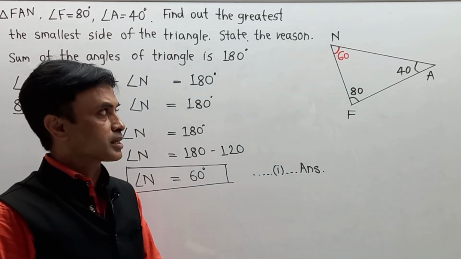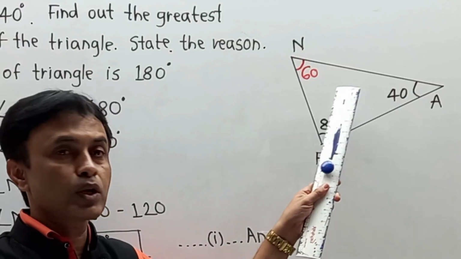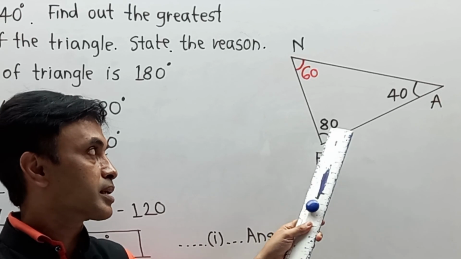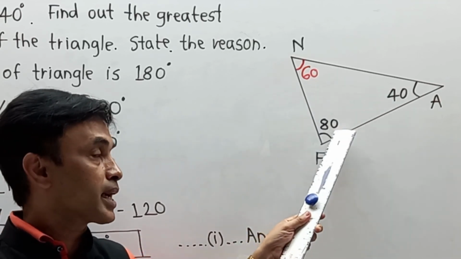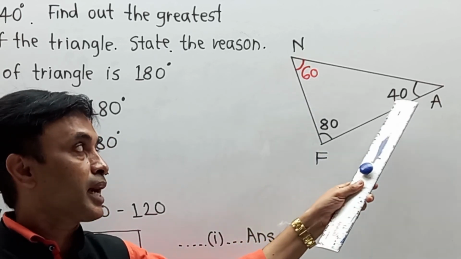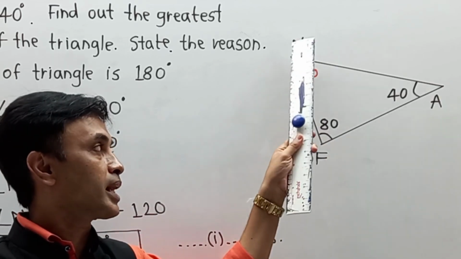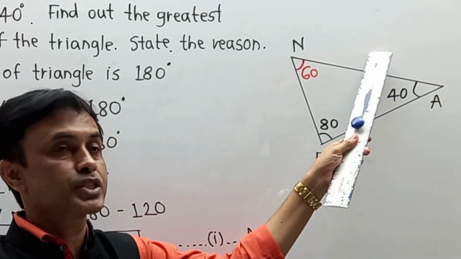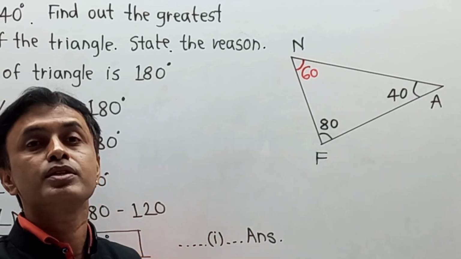Now our task is to find out which is the greatest side and which is the smallest side. We don't know about the sides, but we know the property about angles. Of the three angles 80, 40 and the newly found 60, this 80 is the greatest, this 60 is the middle one and this 40 is the smallest. Naturally, if an angle is greater, its opposite side is greater, and this 40 is the smallest angle, so its opposite side is the smallest one.